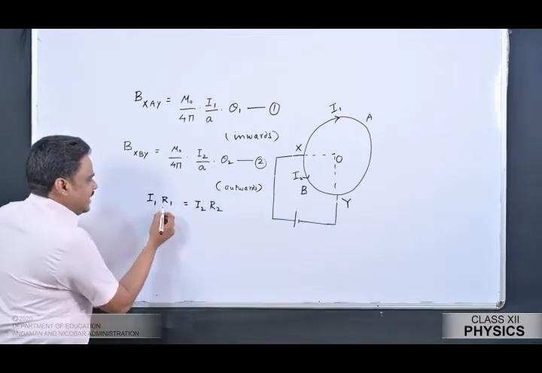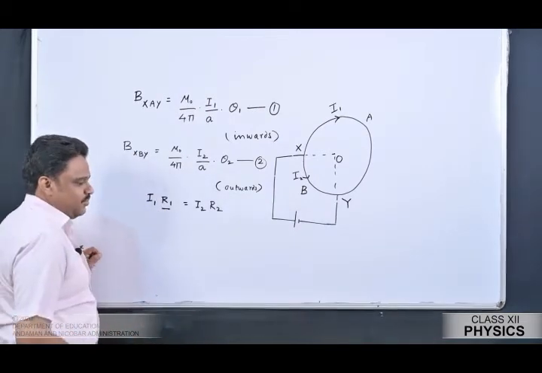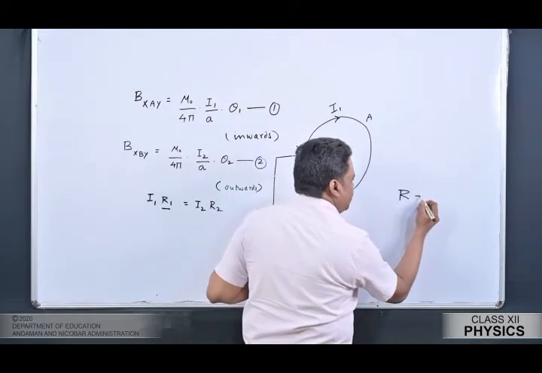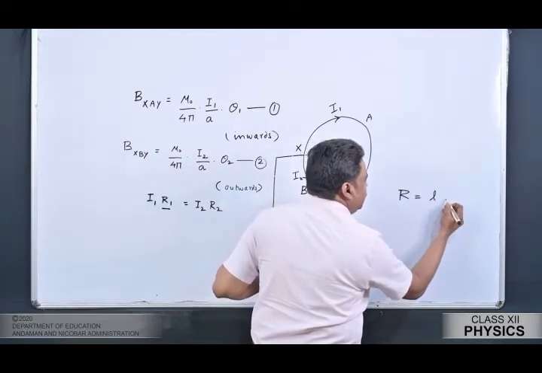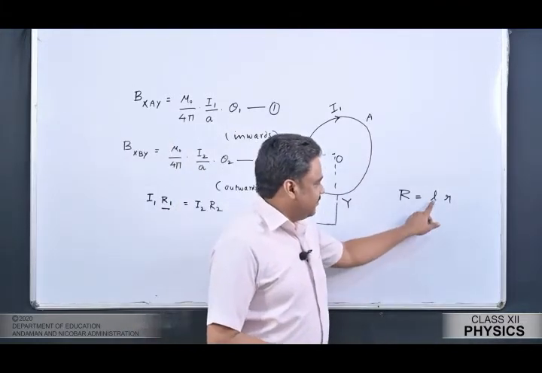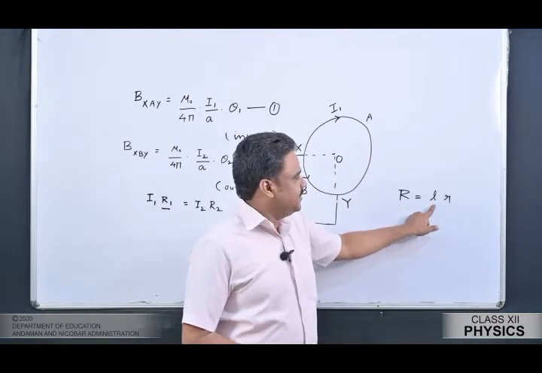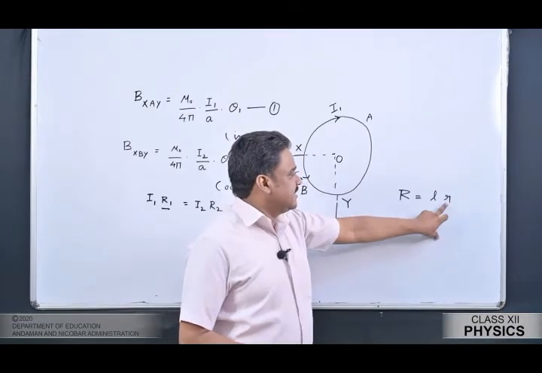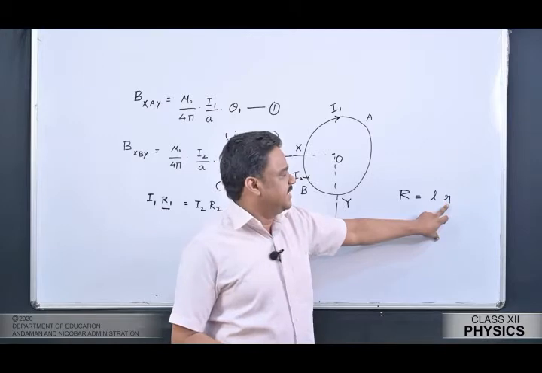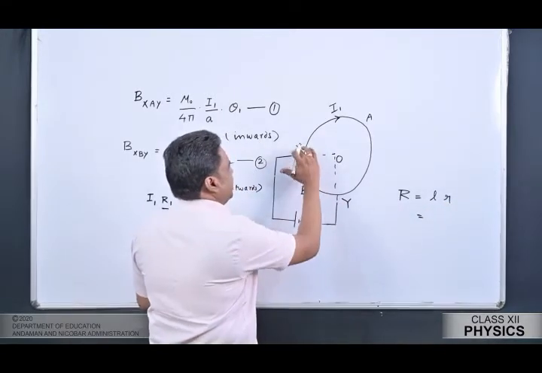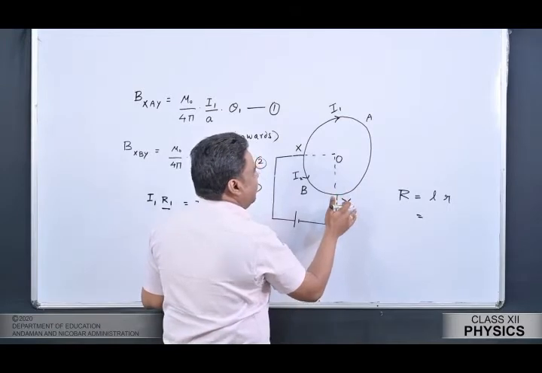Now let us see what R1 will be. Resistance can be written as the length into the unit resistance. The formula for resistance I can use is the total length for which you want the resistance into the unit resistance. Let us assume the unit resistance is R. What about the length of the part? The length of the part XAY is, obviously, an arc.